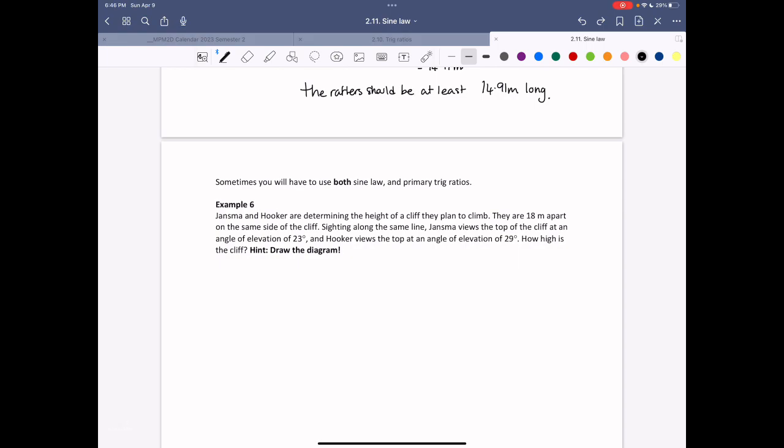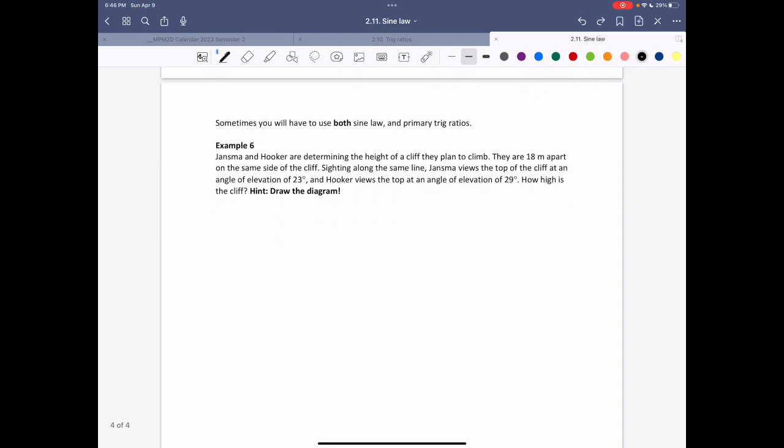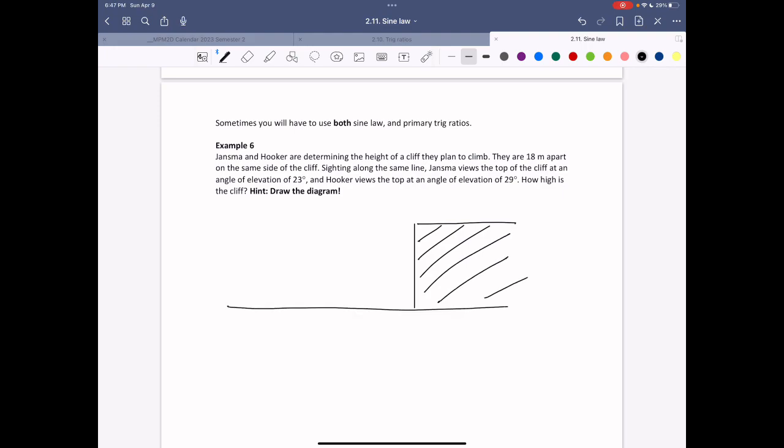So Jansma and Hooker are determining the height of a cliff they plan to climb. They are 18 meters apart on the same side of the cliff. Okay. So we're going to climb the cliff, so let's do the cliff here. Cliffs are usually vertical, right? So there's your cliff. And here's your ground level down here, like so.